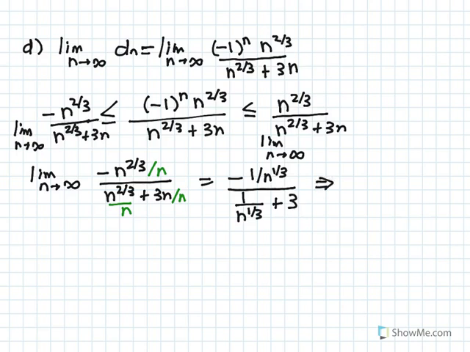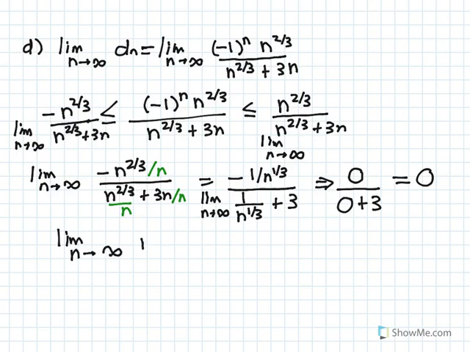And clearly, when we take the limit as n goes to infinity, -1 over n^(1/3) is just going to approach 0, divided by 0 plus 3, so the answer is 0. Similarly, for the same reason, for the expression on the right, the limit as n goes to infinity of n^(2/3) divided by n^(2/3) + 3n, dividing by the highest power and taking the limit, this limit is also going to give us 0.